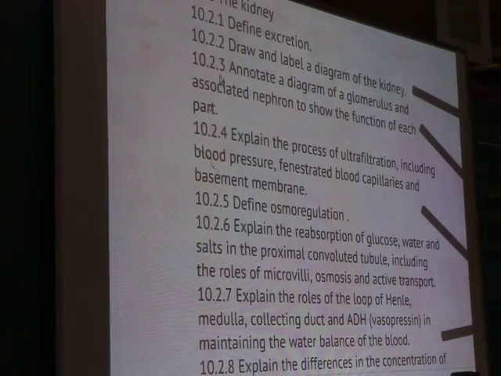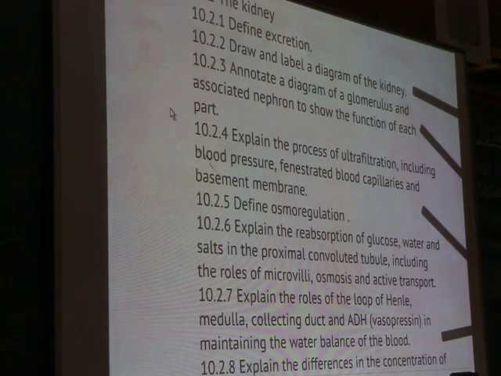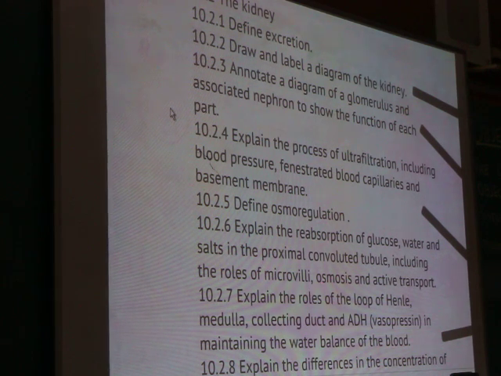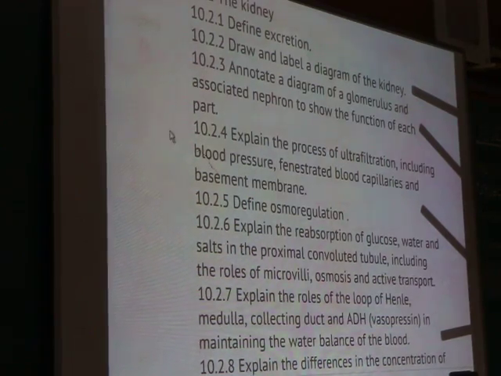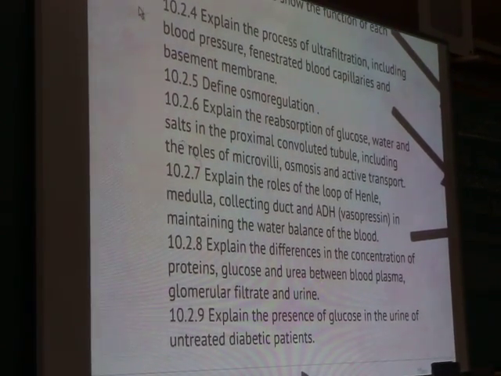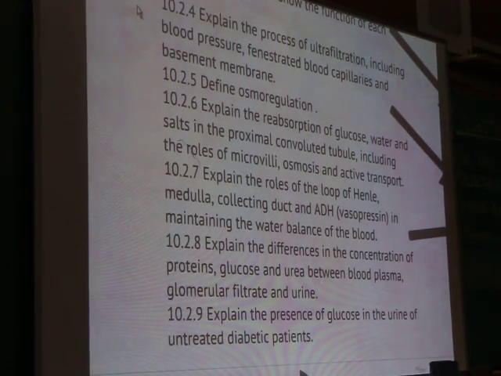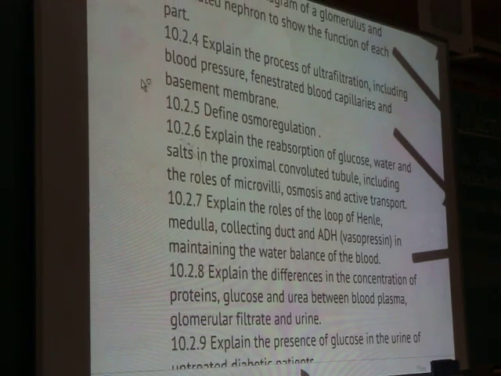Let's look at annotating the diagram. We're going to go into more detail about that today. So 10.2.3, we're going to get more detail today. 4, we're going to get more detail. 5, we should know. What is osmoregulation? Yes, regulating the balance of water in our bodies. Okay, good. And then 6, 7, and 8 we're focused today. I probably will not get to 9 until we do a follow-up to this lecture on Friday. Any questions about what we're covering and where we are with the objectives?